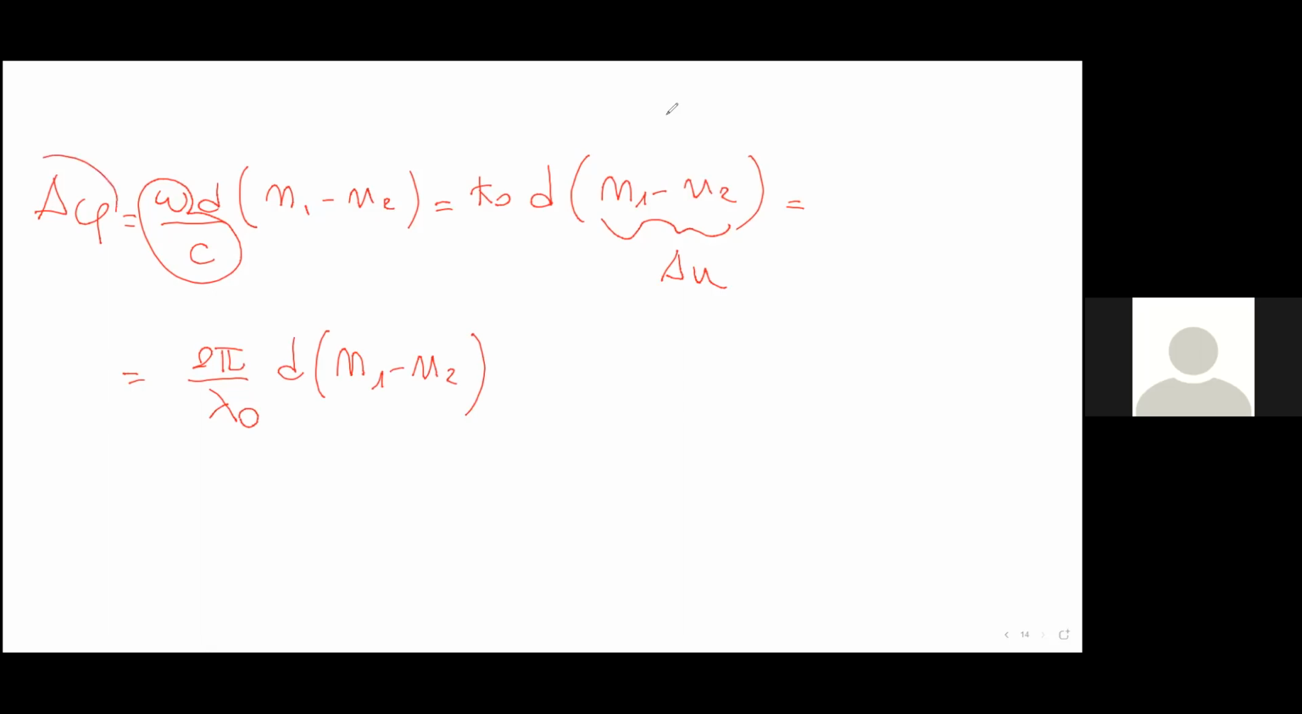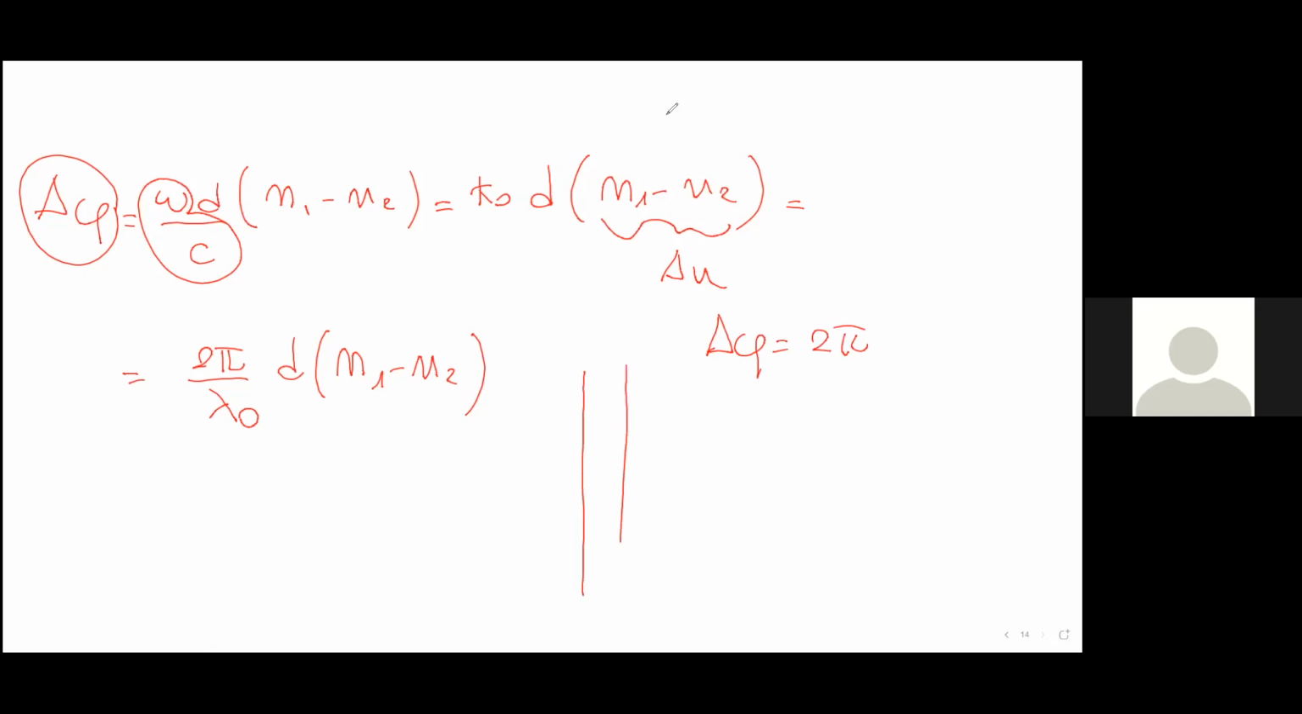This is the phase difference. Now, what happens if this phase difference is 2 pi? What happens?